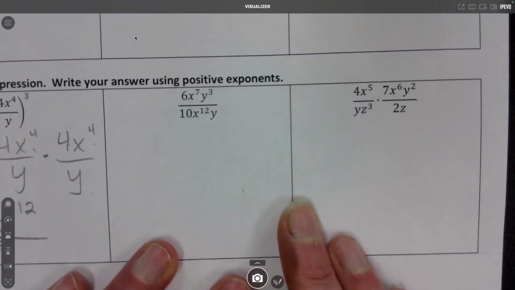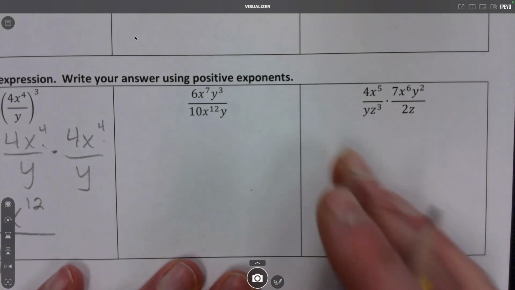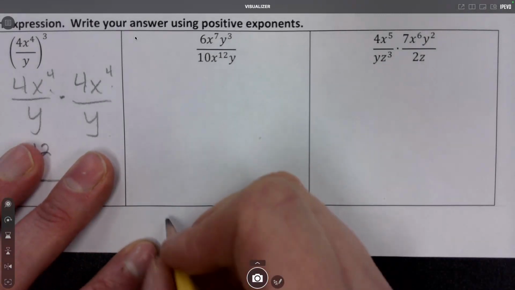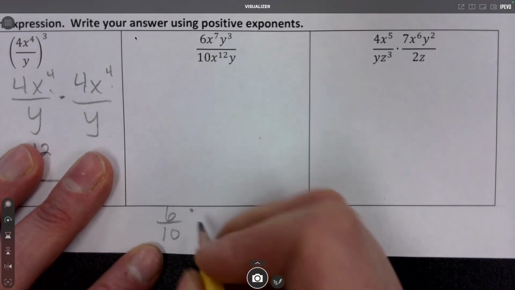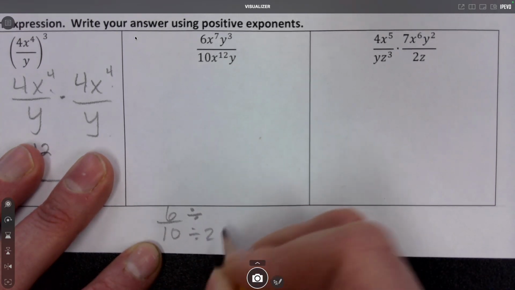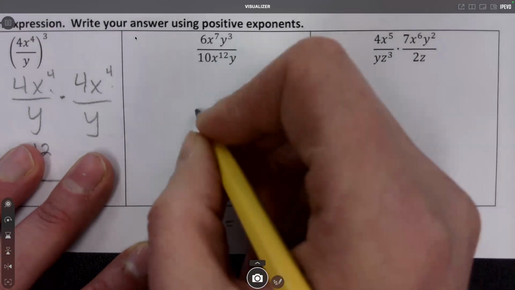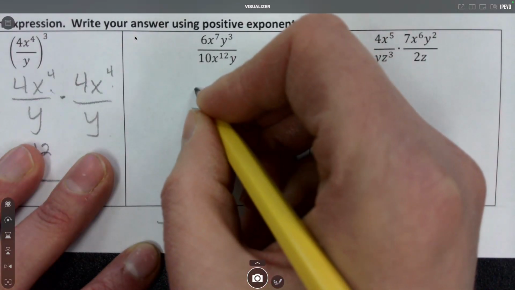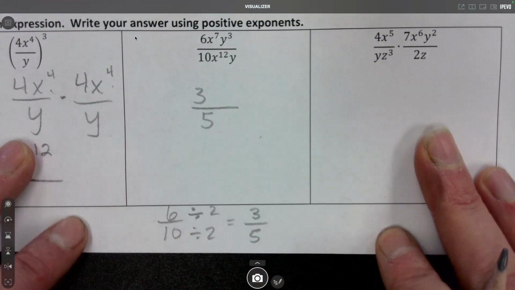So for this fraction, I can see I've got numbers and x's and y's. So first we're going to look at numbers. So let's think about 6/10 and how to, not multiply, but reduce it or simplify it. Because they're both even, I would divide by 2 on the top and bottom, and that would give me 3/5. So I already know I'm going to start out this fraction by writing a 3 on the top and a 5 on the bottom. So that's been simplified. The numbers are smaller.